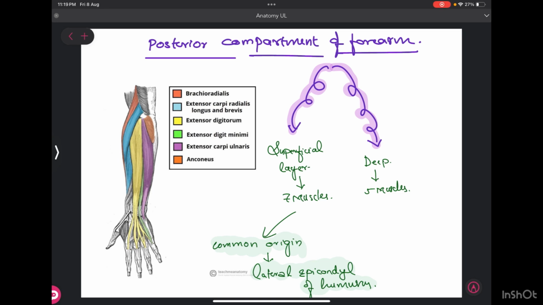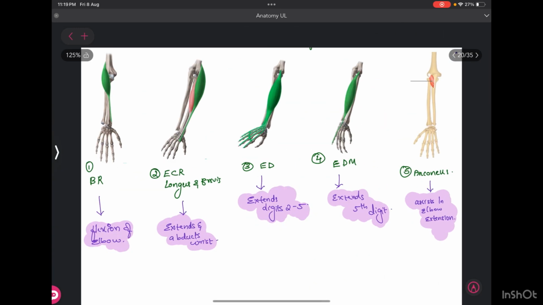So the posterior compartment is divided into a superficial and a deep layer. The superficial layer consists of 7 muscles and the deep layer consists of 5 muscles, and all the superficial layer muscles have a common origin, that is the lateral epicondyle of humerus. So these are the superficial layer of muscles. The first one is the brachioradialis muscle. Its function is flexion of the elbow. All the posterior compartment muscles are extensors except this brachioradialis, which flexes the elbow.